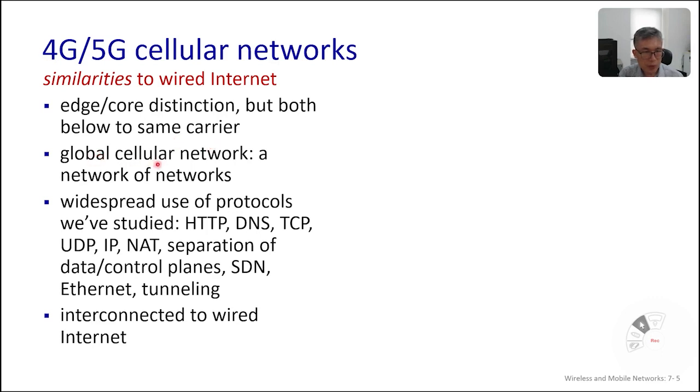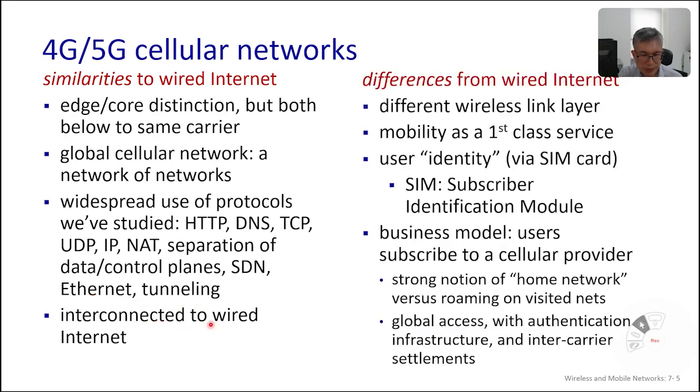And the global cellular network is a network of networks. There is widespread use of protocols we already studied: HTTP for the World Wide Web, DNS, domain name service, TCP and UDP for transport layer protocols, IP network protocol, NAT, network address translation services for private IP addresses, separation of data and control planes like SDN, Ethernet, and tunneling, and interconnection to the wired internet.